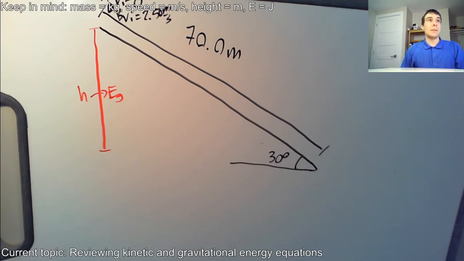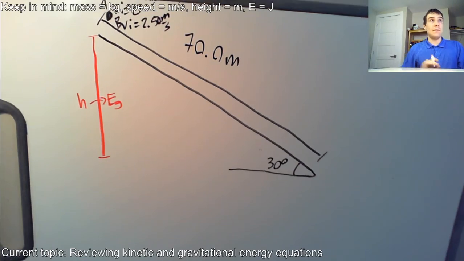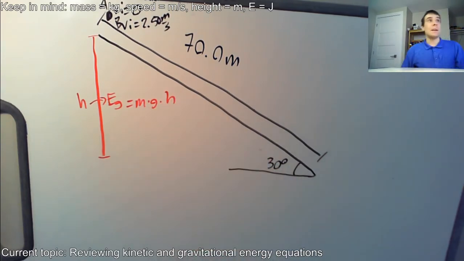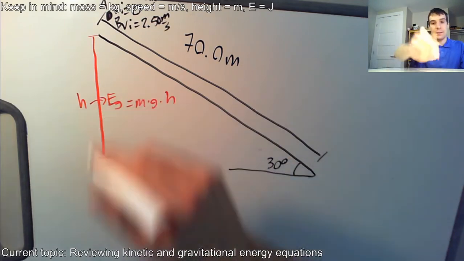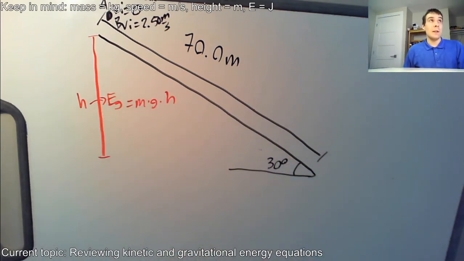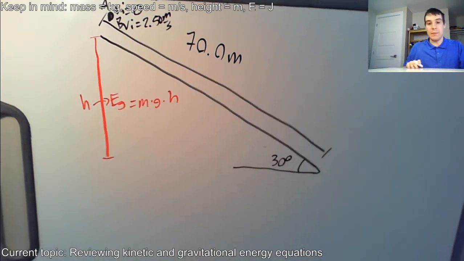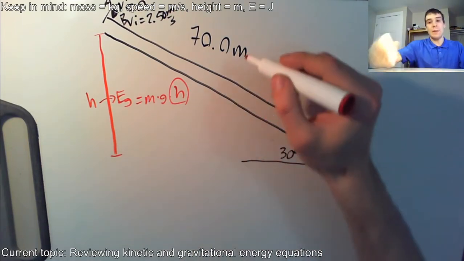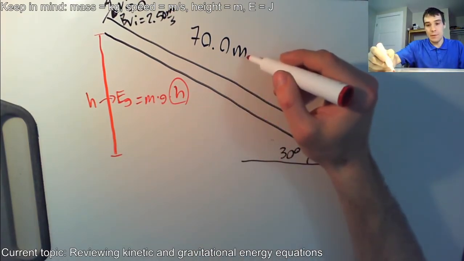Height is gravitational energy. To figure out how much gravitational energy they lose, it's mass times gravity times height, m times g times h. So that's how much gravitational energy they lose coming down the hill. But we have to figure out the height. Right? It's not 70 because that's on the slope. How do we figure out the height?